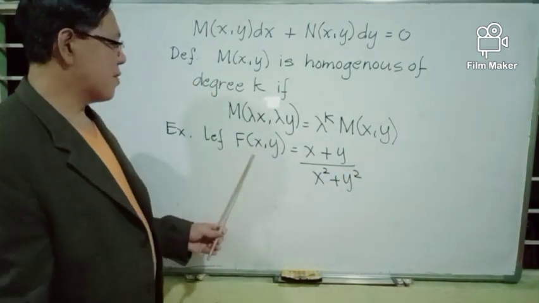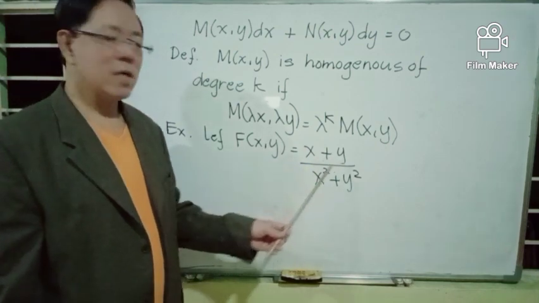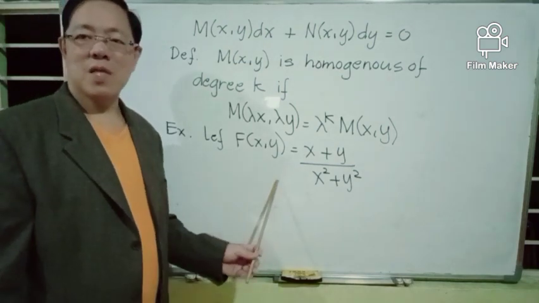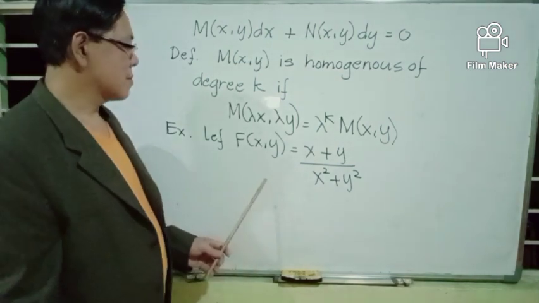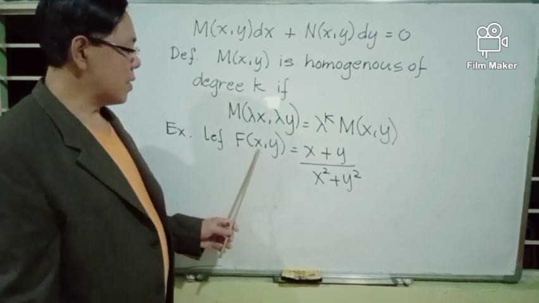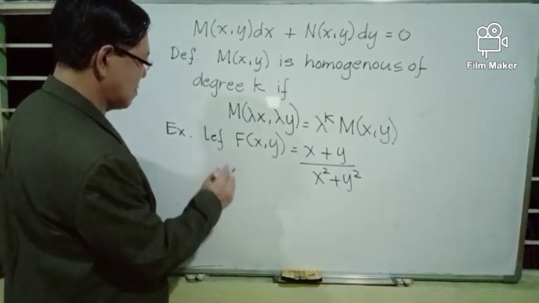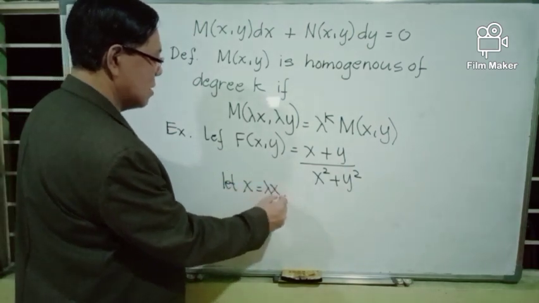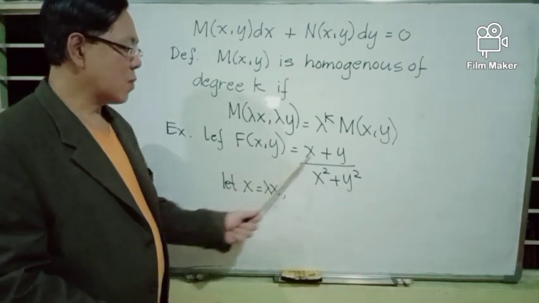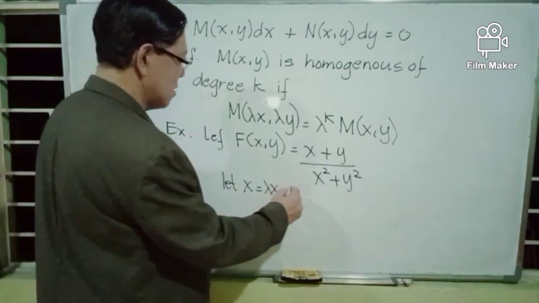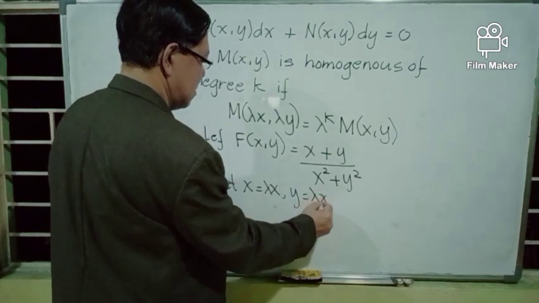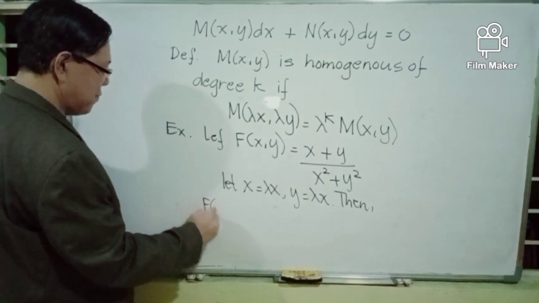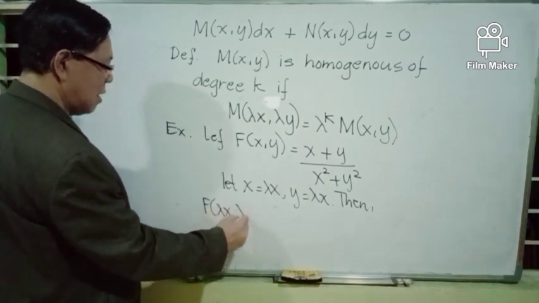Consider the function f of xy equals x plus y all over x squared plus y squared. We will determine if this function is homogeneous. To do that, we let x equals lambda x in the given function, and we replace y in the given function with lambda y. Then f of lambda x, lambda y.